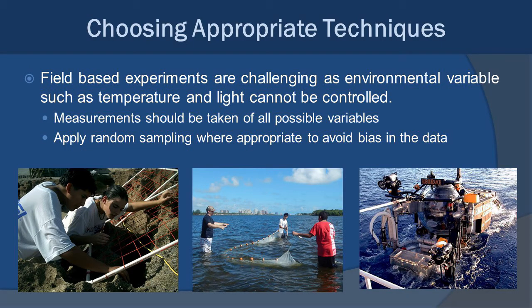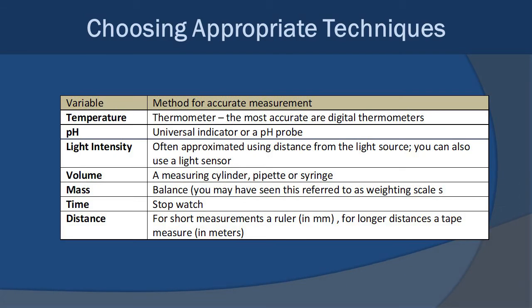When we work in the field, it's a little bit more challenging because the environment has variability that we really can't do a whole lot about, such as temperature fluctuations, light, things like that. Measurements need to be taken of all possible variables, and this essentially hopes to identify maybe any anomalies later on in the data. You also want to make sure you are applying random sampling where appropriate to avoid bias in the data.